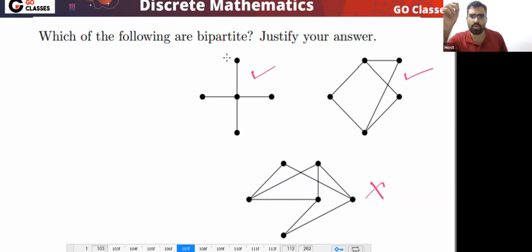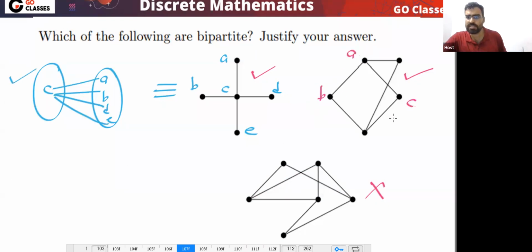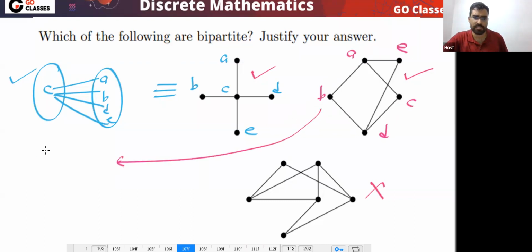Actually, this same question you can solve by another method, the definition method. Can you give a bipartition? Very simple. A, B, D, E. So this is your bipartition. And can you give me a bipartition for this? A, B, C, D, E.